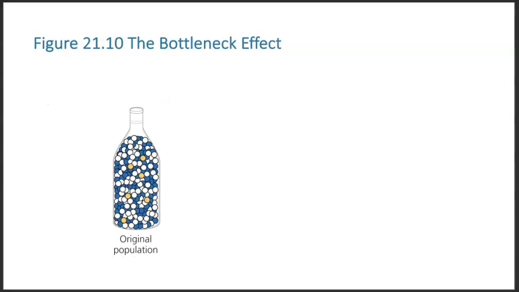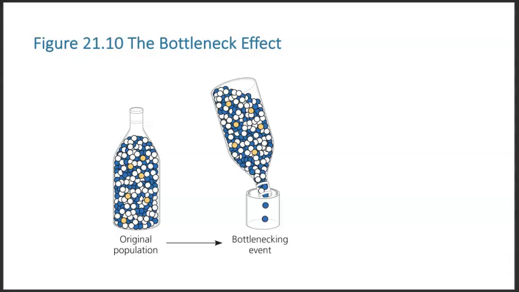So what does that look like? Think about this as the original population. This is all the diversity. We've got blue and white and yellow in here. And then over time, we have the bottlenecking effect. So if you pour this bottle of gumballs or whatever they are out into a jar, only a few of them are going to make it into that jar, right? Because they have to go through this bottleneck. And the surviving population does not have the same allele frequencies as the original population.